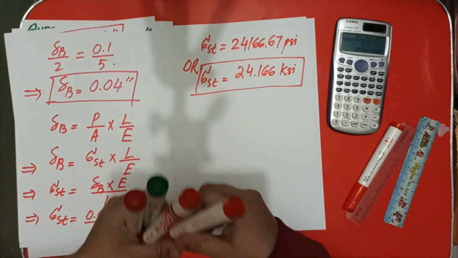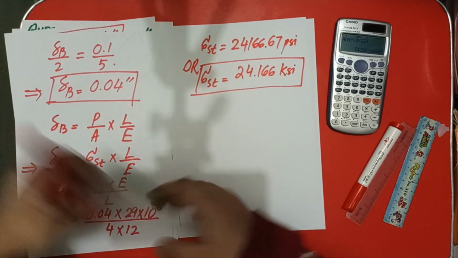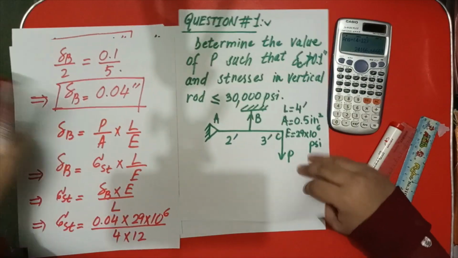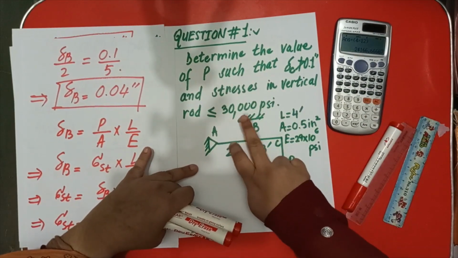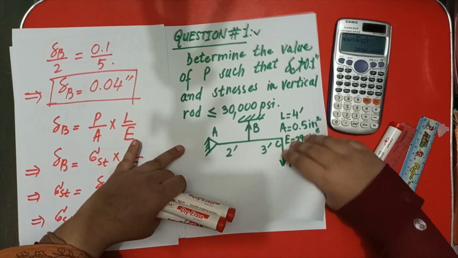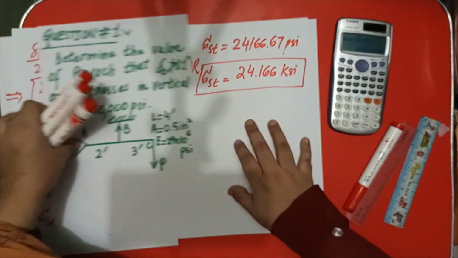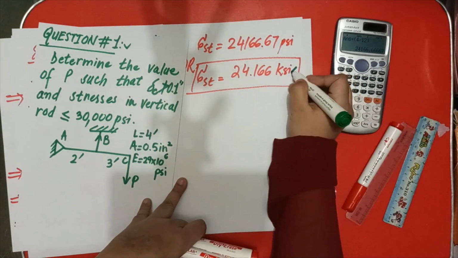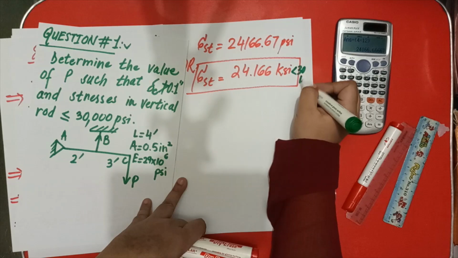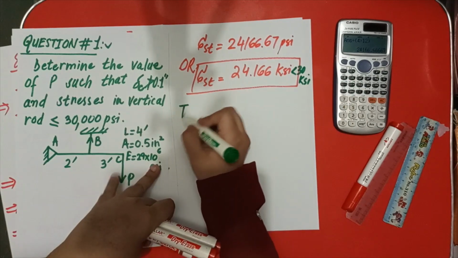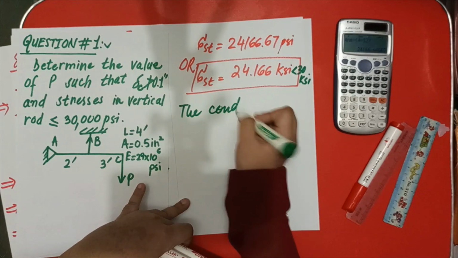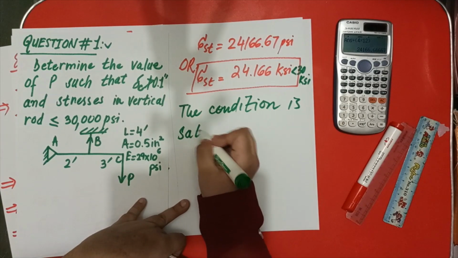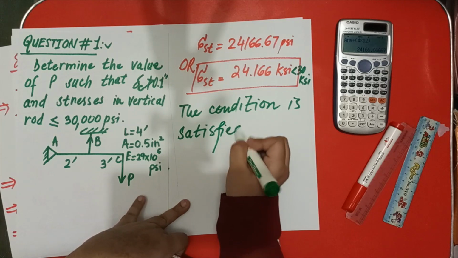So this condition is satisfied. Why is it so? What was the condition given in the question? That stress in the vertical rod should not exceed 30,000 psi, or 30 ksi. So it is less than 30 ksi. So the condition is satisfied. So this is the way to solve these types of numericals.